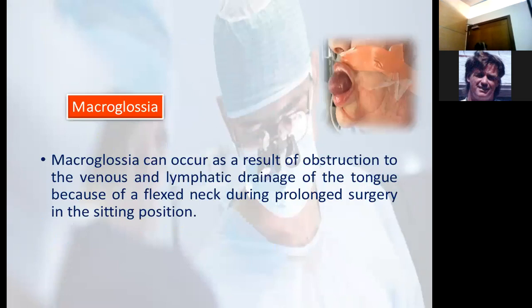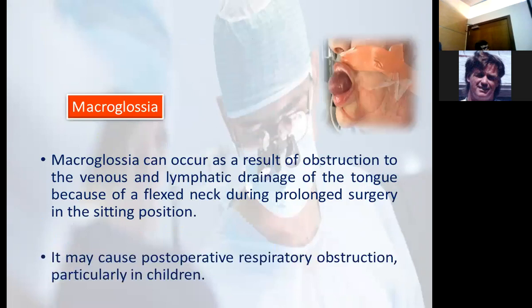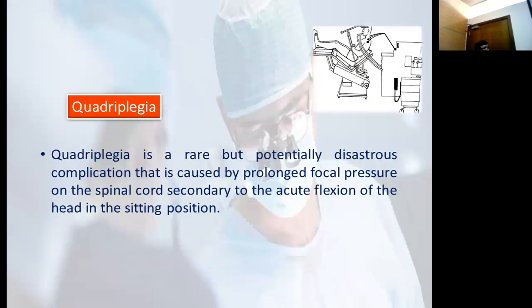But the problem is, for the lady or even for the family, it's very traumatic to see the patient. And in the span of 30 years, we had it one time. This is probably due to obstruction, and because of the flexion of the neck there was no proper drainage of lymphatics or veins. But when it happens, I hate it, and I've seen it once in my lifetime. It may cause possible respiratory obstruction, as I said, particularly in children.